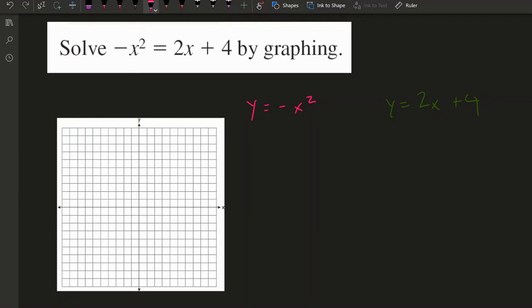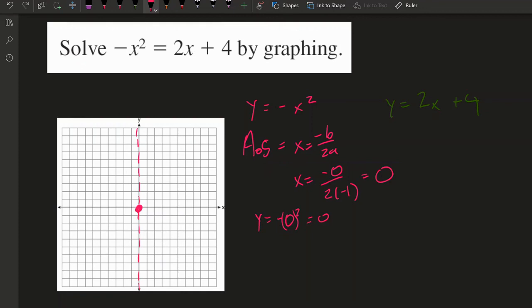Now for this one, axis of symmetry is x equals -b over 2a. In this case, there is no b, so that means b is 0. So I would get x equals -0 over 2 times -1, which would be 0. So I get this line right here. Plugging that in, I would get y equals -0 squared, which is also 0. So my vertex is at 0.